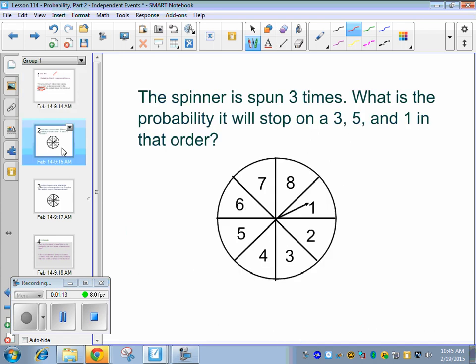All right. So let's try it with a spinner. Go ahead and draw that spinner on your paper. It's got 1 through 8. So separate it into 8 spaces.